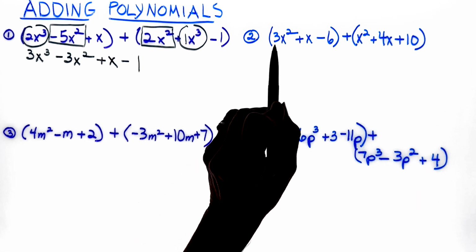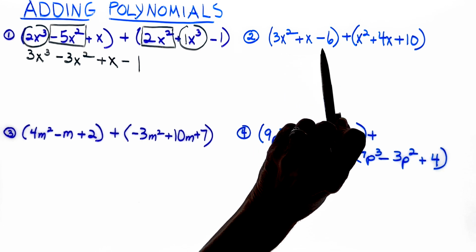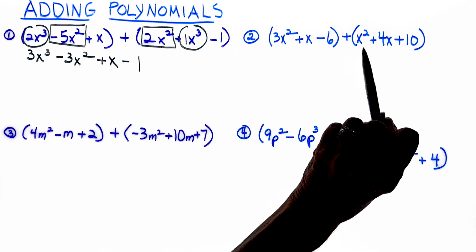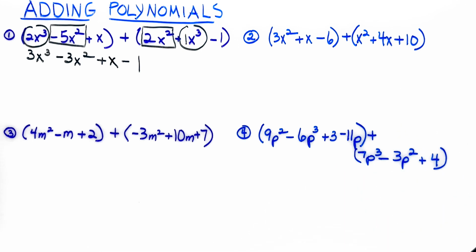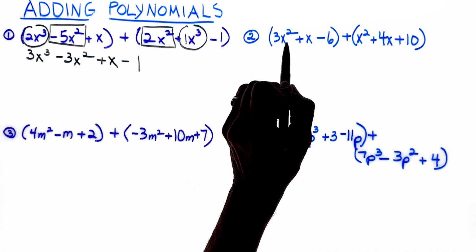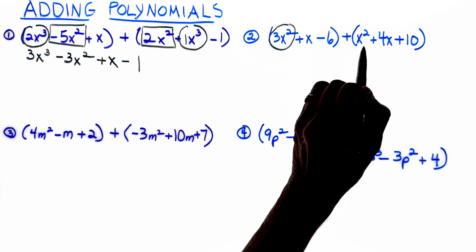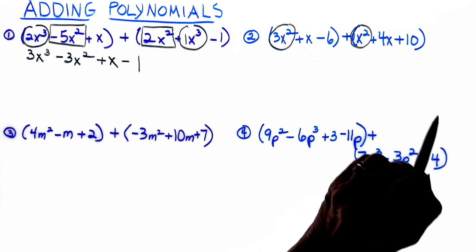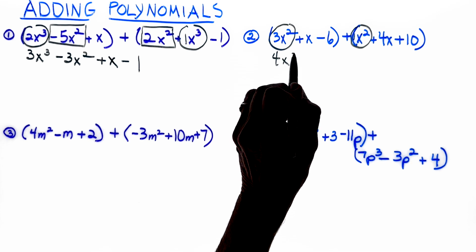All right, for number 2, our first polynomial is 3x squared plus x minus 6. The second polynomial we're going to add is x squared plus 4x plus 10. So I'm looking, what is my highest exponent? And I see that it actually is x squared. So I'm going to start here. And remember, I see it is positive, and we know that that's a 1. So we have 3 plus 1 is 4x squared.